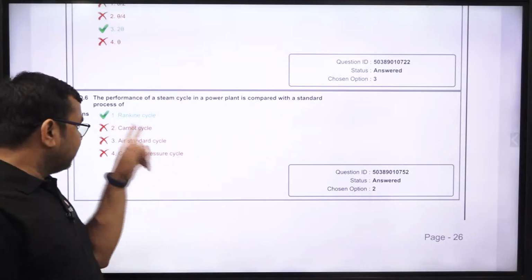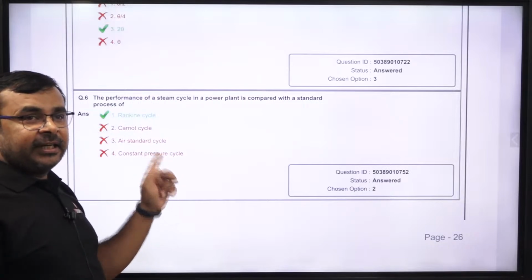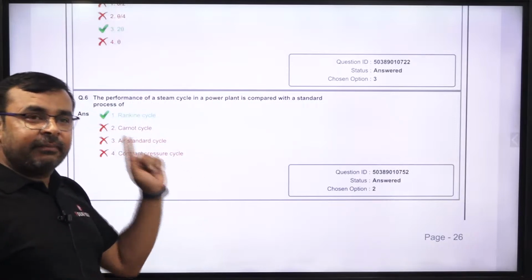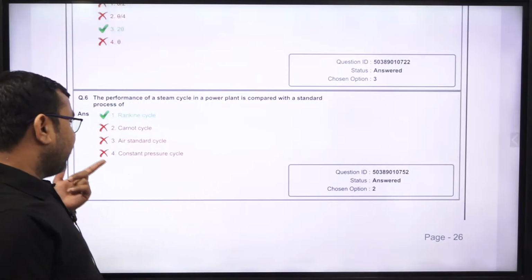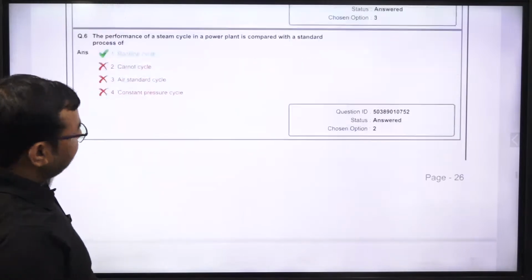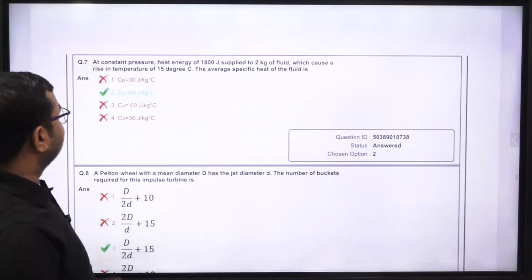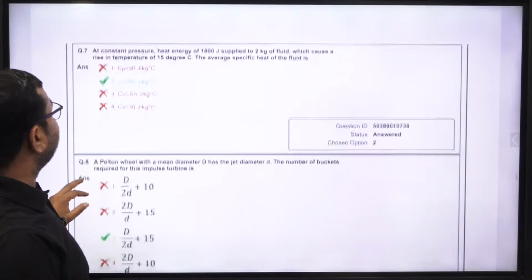this is the reference for gas power cycles. It may be the Brayton cycle, the Otto cycle, or the diesel cycle. And obviously, the constant pressure cycle is not used. This is not a reference. Okay, so what about question number 7?